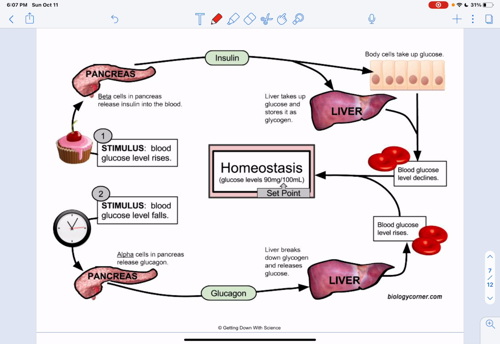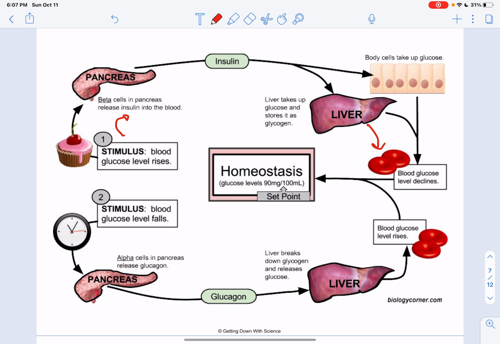And so, for example, let's say we eat a cupcake. The stimulus is going to be the cupcake. It's going to cause our blood glucose levels to rise. Beta cells in the pancreas are going to release insulin to the blood. That insulin is going to cause the liver to take up glucose and store it as glycogen, which will then cause blood sugar levels to decline and go back to normal.